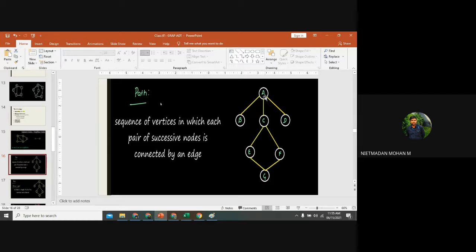So suppose I want to travel from A to G, what is my path? A, C, F, G. A, C, E, G. We have two types of path, right? One is A, C, F, G, and another one is A, C, E, G. So that is the path that is represented by the sequence of edges.